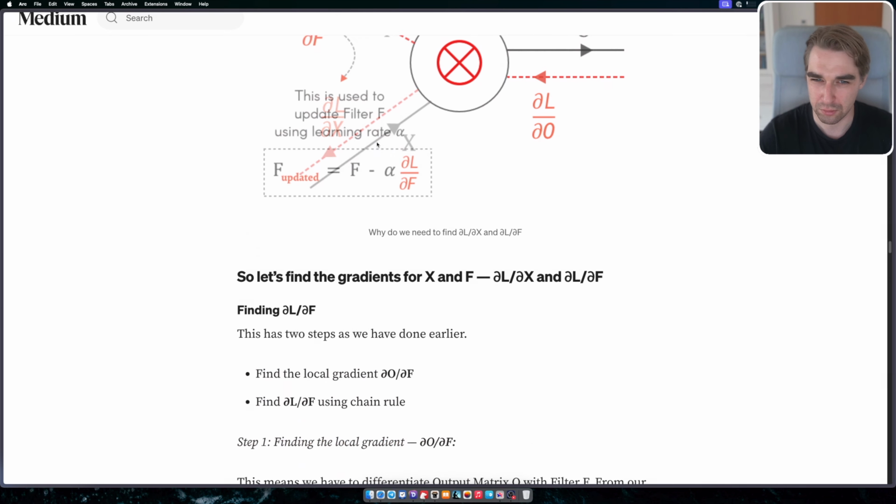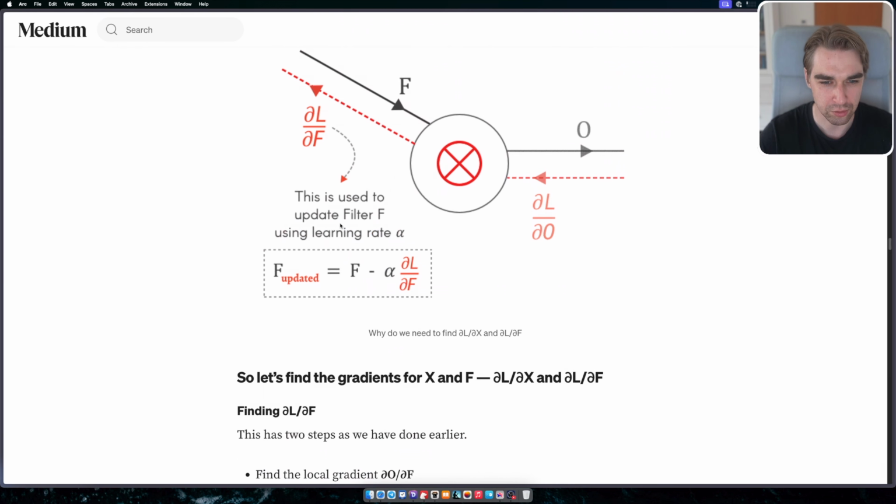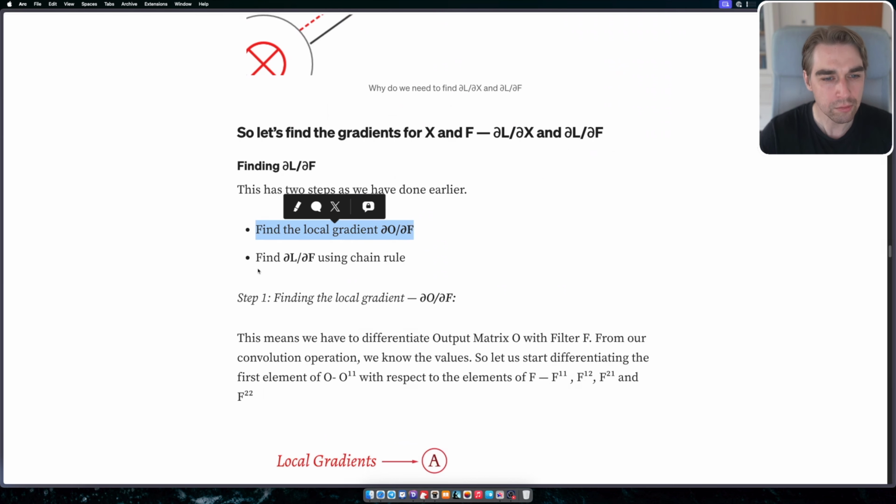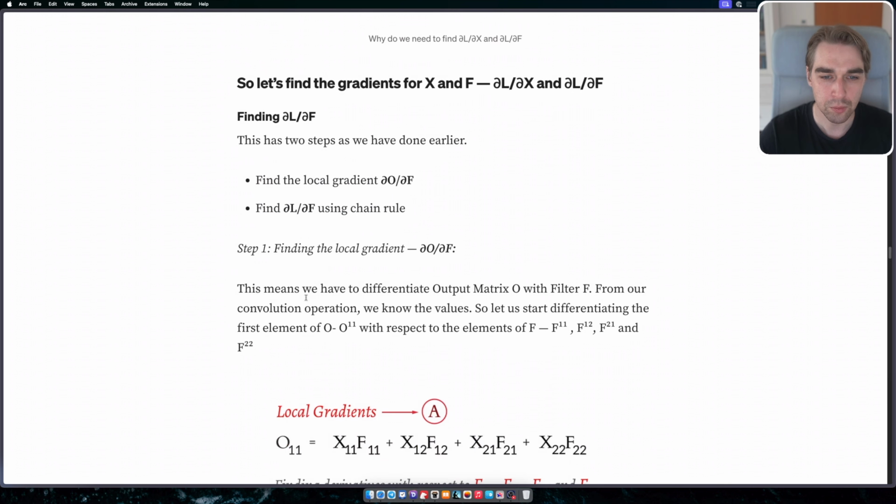It's very fast and actually hard to read. Find the local gradients, then find the loss gradient using the chain rule. Step 1, find the local gradients. This means we have to differentiate the output matrix O with respect to the filter F, so backward. From our convolution operation, we know the values.